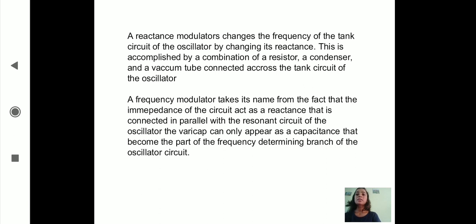A reactance modulator changes the frequency of the tank circuit of the oscillator by changing its reactance. This is accomplished by a combination of a resistor, a condenser, and a vacuum tube connected across the tank circuit of the oscillator. A reactance modulator takes its name from the fact that the impedance of the circuit acts as a reactance that is connected in parallel with the resonant circuit of the oscillator. The varicap can only appear as a capacitance that becomes part of the frequency determining branch of the oscillator circuit.